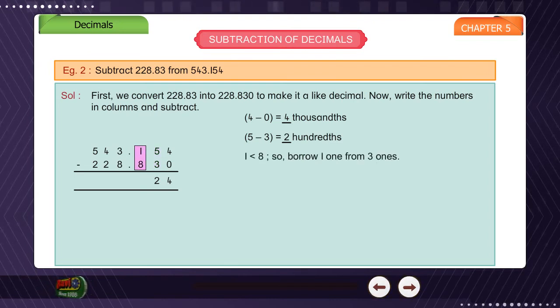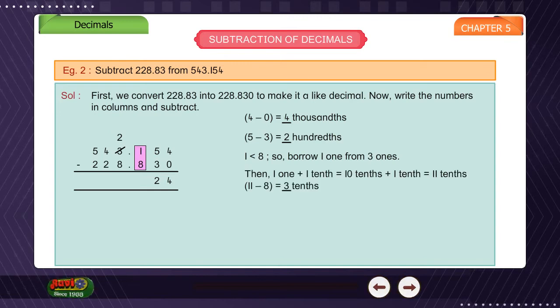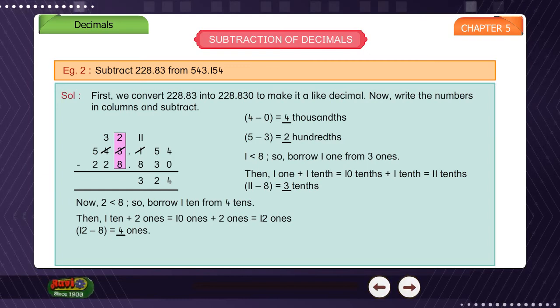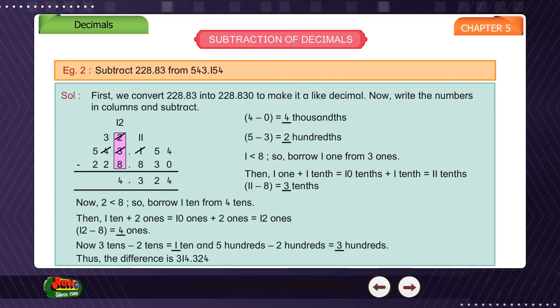1 is less than 8. So, borrow 1 from 3 ones. Then, 1 plus 1 tenth is equal to 10 tenths plus 1 tenth is equal to 11 tenths. 11 minus 8 is equal to 3 tenths. Now, 2 is less than 8. So, borrow 1 ten from 4 tens. Then, 1 ten plus 2 ones is equal to 10 ones plus 2 ones is equal to 12 ones. 12 minus 8 is equal to 4 ones. Now, 3 tens minus 2 tens is equal to 1 ten and 5 hundredths minus 2 hundredths is equal to 3 hundredths. Thus, the difference is 314.324.